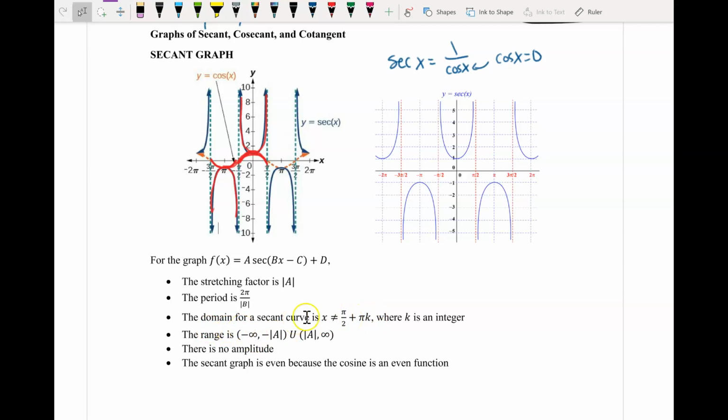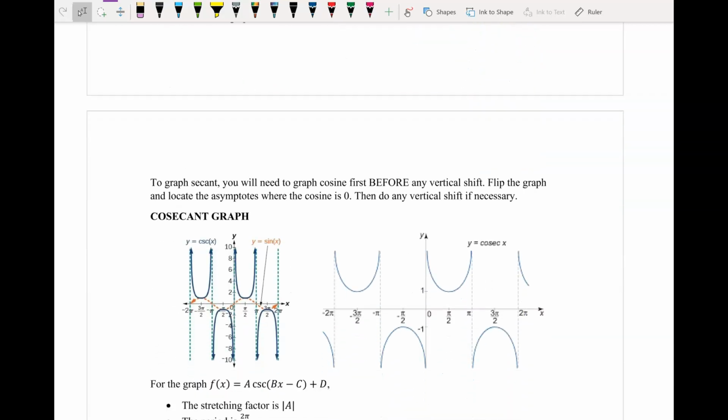The range: notice that there is nothing where you have these humps. You can see here when we flipped everything, there is nothing in the inside of this graph. So it'll be from negative infinity to wherever the negative value of a is, union a, all the way to infinity. Again, there's no amplitude, and the secant graph is even because the cosine graph is even. Okay, so now taking a look at graphing it.